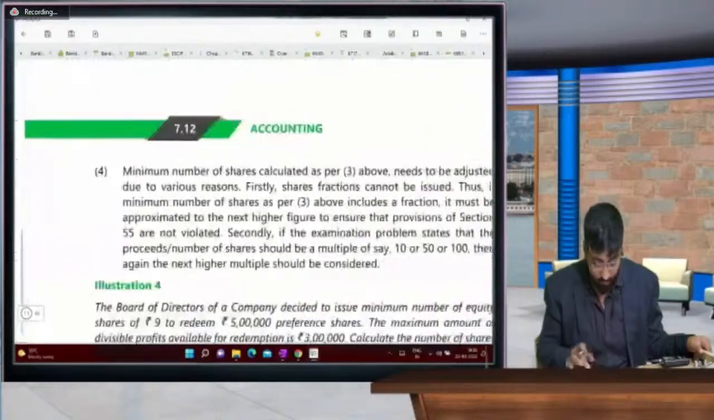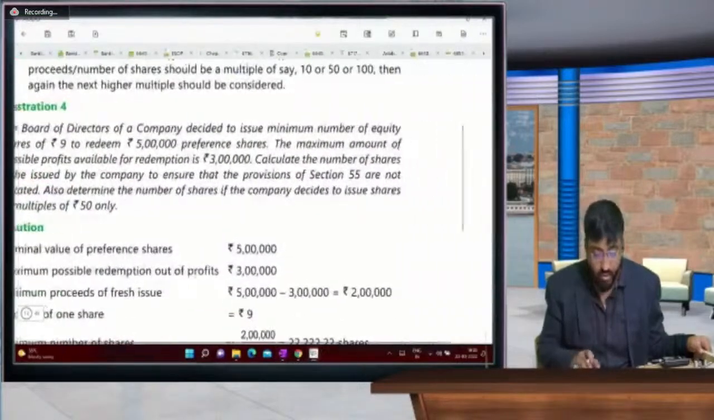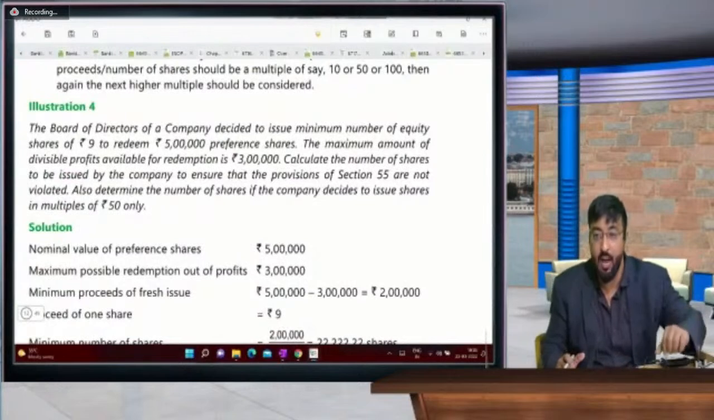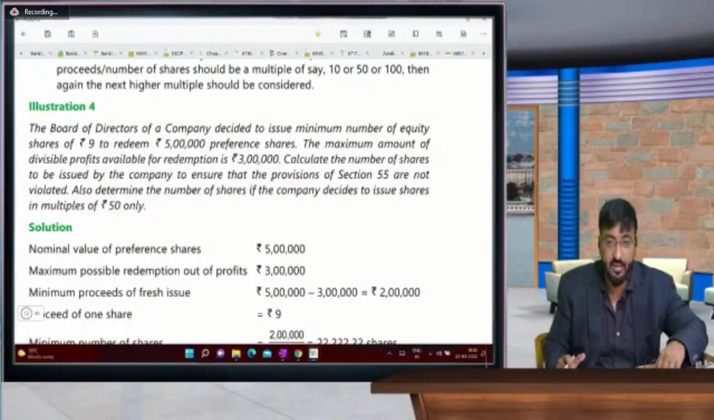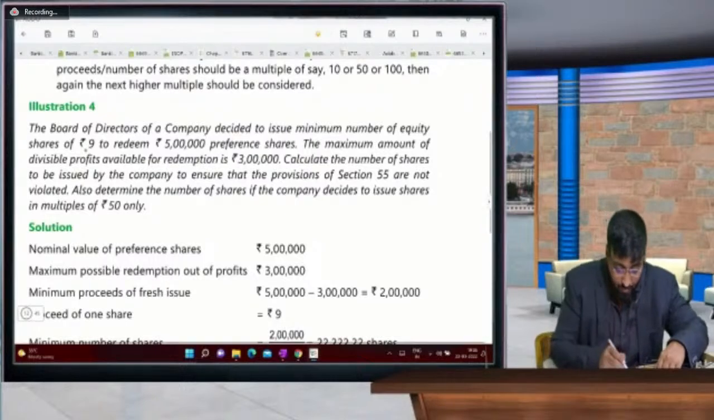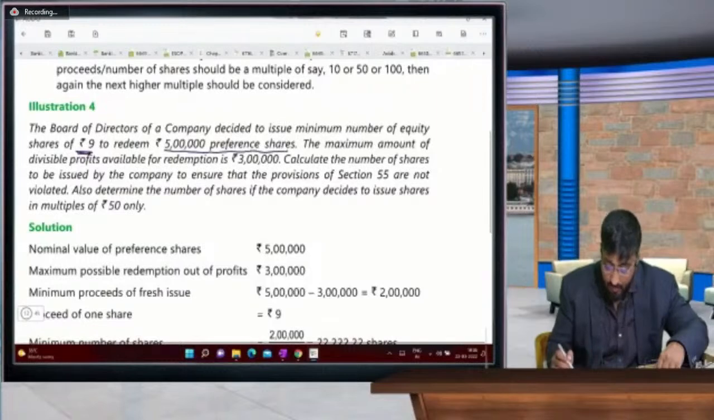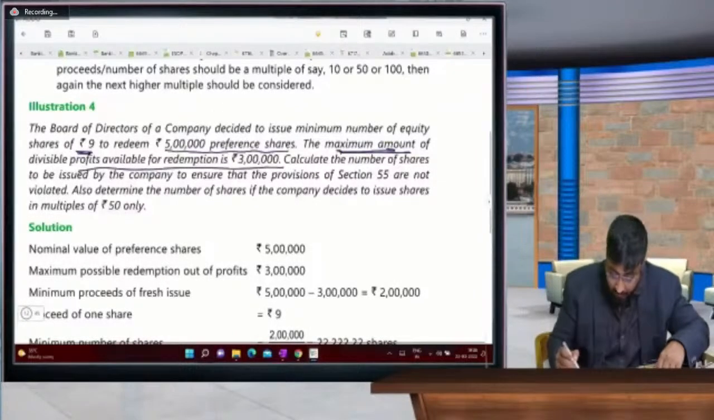Very good. Now come to illustration number 4. How to solve this question? Understand it. The board of directors of a company decided to issue a minimum number of equity shares of ₹9, 5 lakh preference shares, and the maximum amount available is 3 lakhs. So beta, it is a combination.